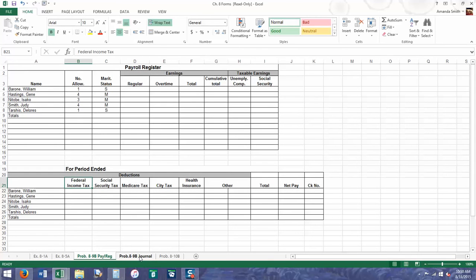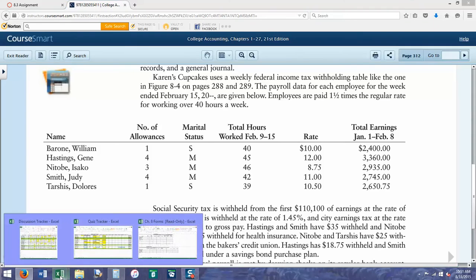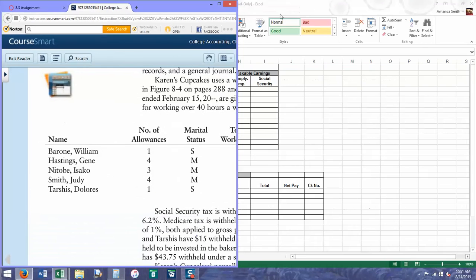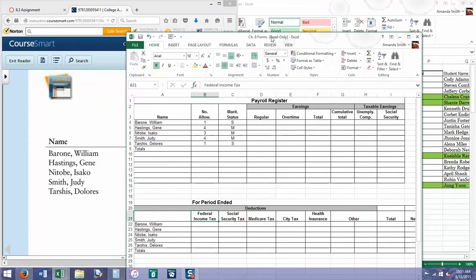So now that the journal is ready to go, we're going to look at the register. We're given our employees, we're told the number of allowances and their marital status. Now if we go back to the book, we're told their total earnings, the rate of pay, and the hours worked. So again, it's just like what we did on 8.5, except we're going to add some more calculations to it. So I am going to divide the screen in half, make it a little bit easier for us to work on.